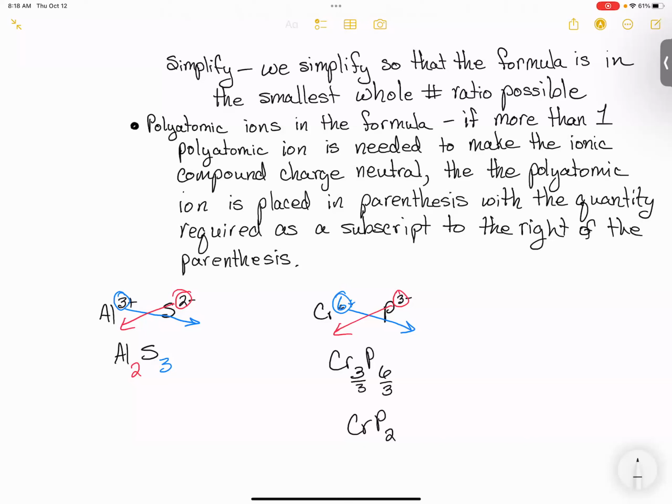We simplify ionic compound formulas. As we'll discuss in lab, we do not simplify covalent. We only simplify ionic.